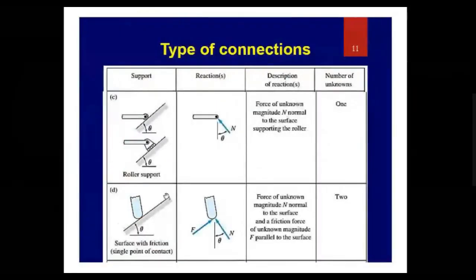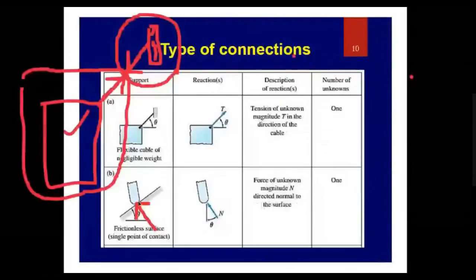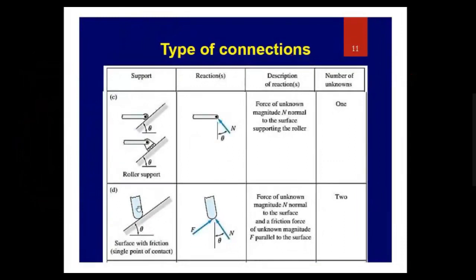Let's take this example. In the previous case, this surface was frictionless, so there were no horizontal forces developed. Now let's say in this case, this body is supported on a surface which is inclined at an angle theta, but this surface has certain friction as well. So it also provides some kind of resistance to the motion of the body parallel to the surface. So there will be two unknown reaction forces.